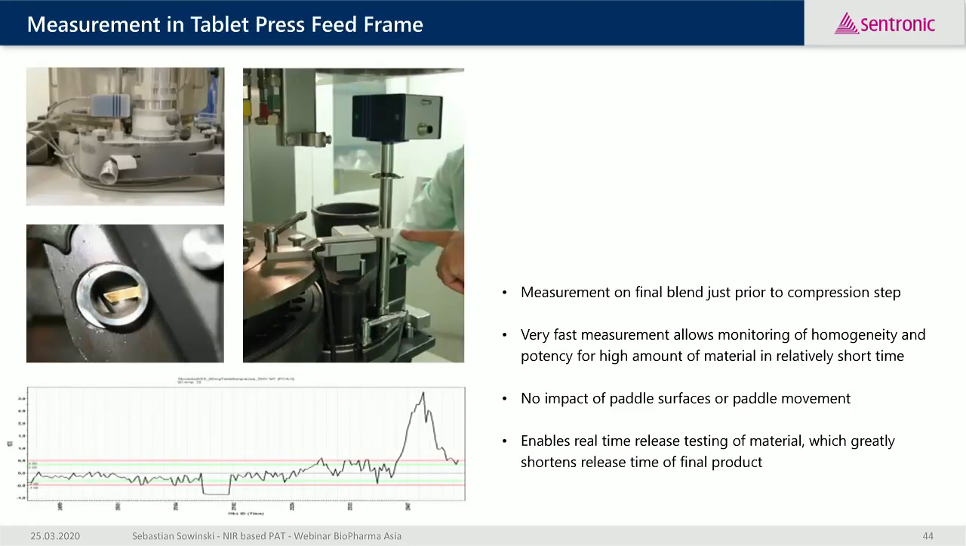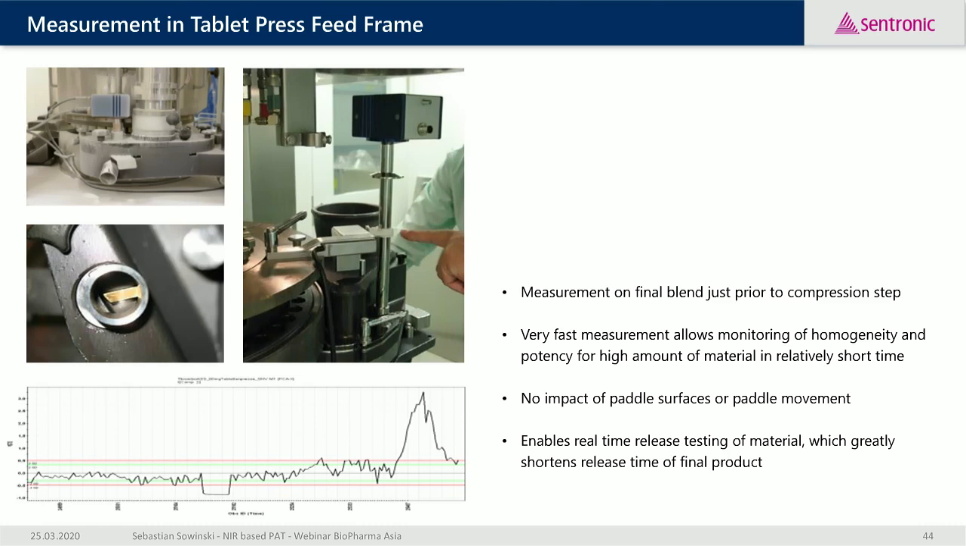Looking into a CDC, we have another possibility for a measurement, and this is a measurement in a feed frame, which Tom presented. And here the central probe DRLS is used and mounted inside or close to the feed frame. It is the very last position where material can be measured as a granule, and the very last position the material can be characterized prior to the compression itself.